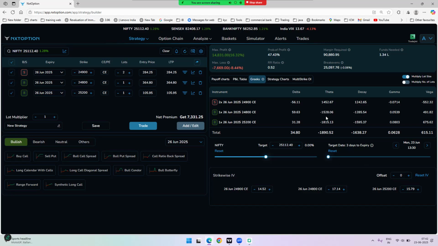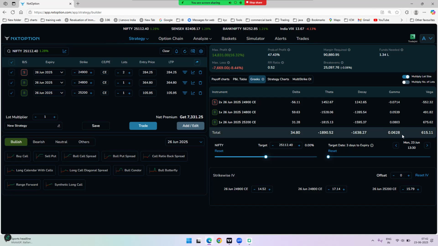So assuming that if I deploy the strategy today, I should be mentally prepared to lose 1,890 rupees if the market doesn't move in any direction. Okay, then ideally this is what you're going to lose by the end of the day, and the decay is the actual loss of value.